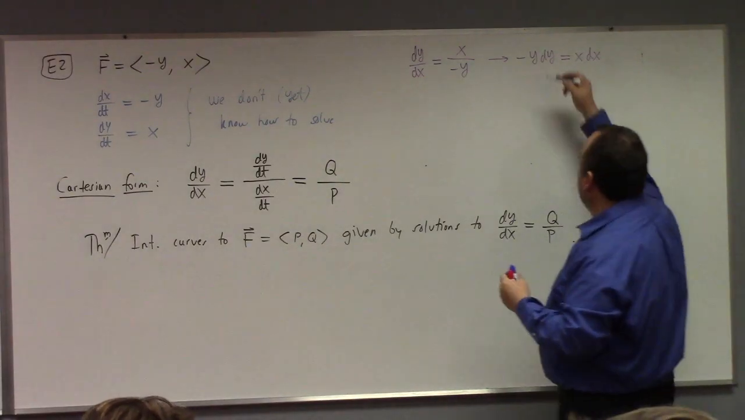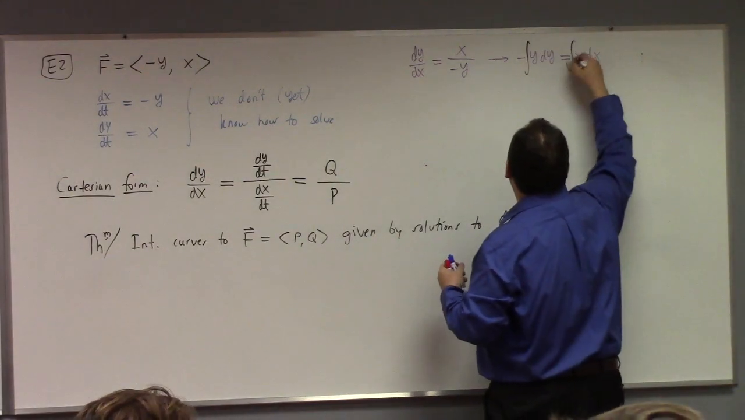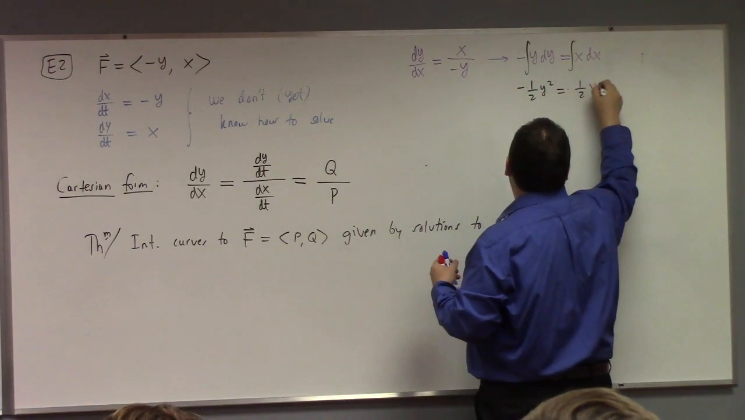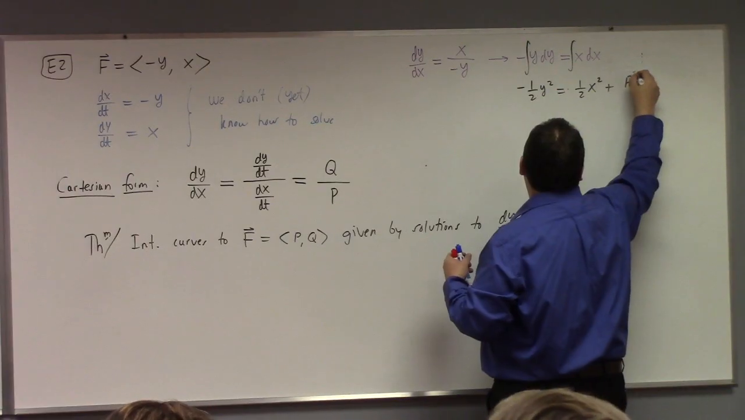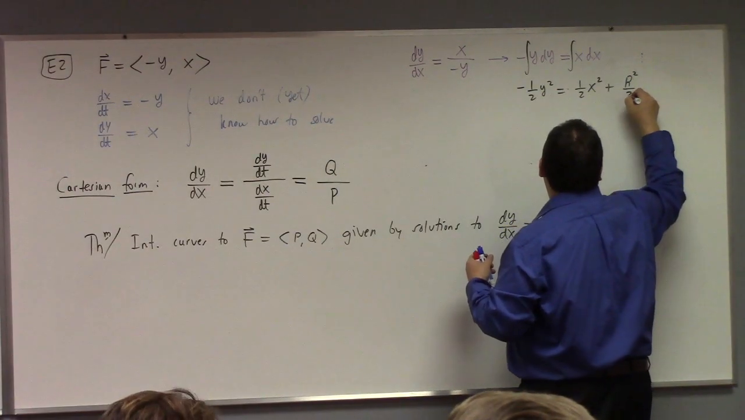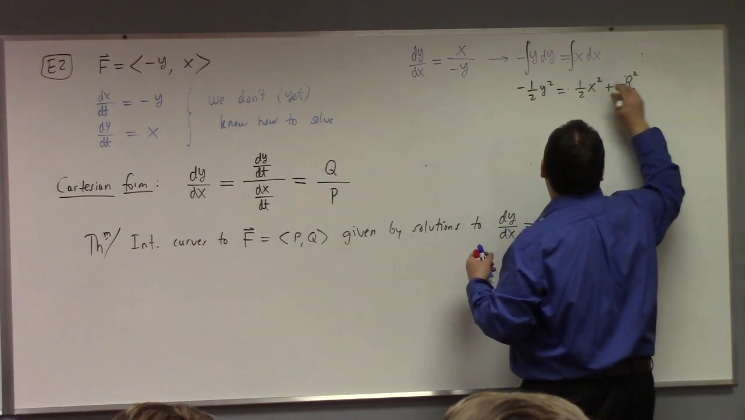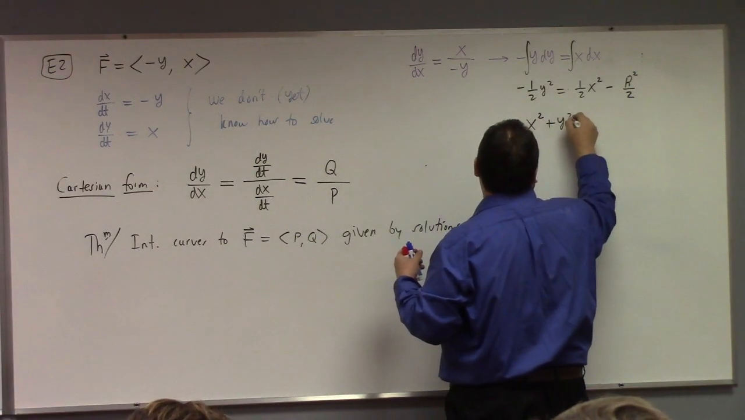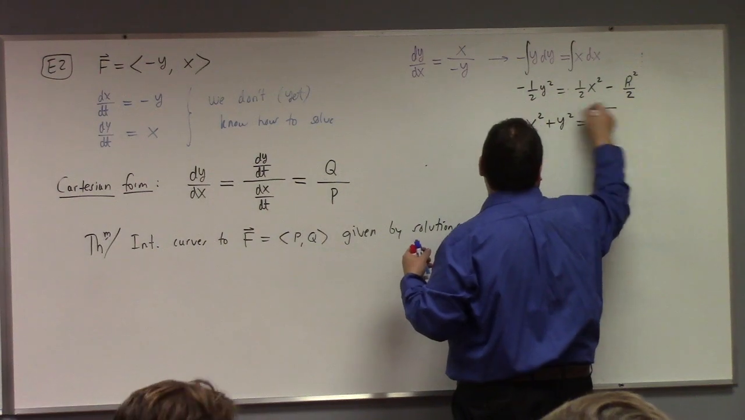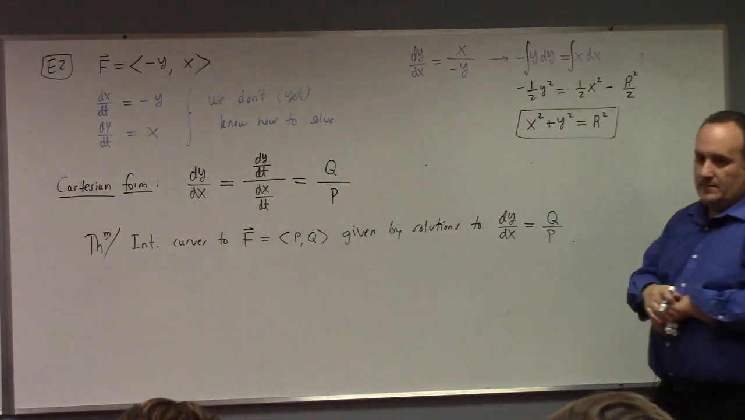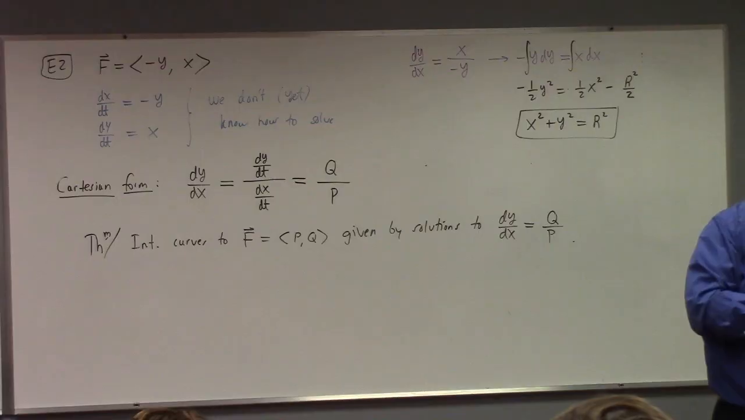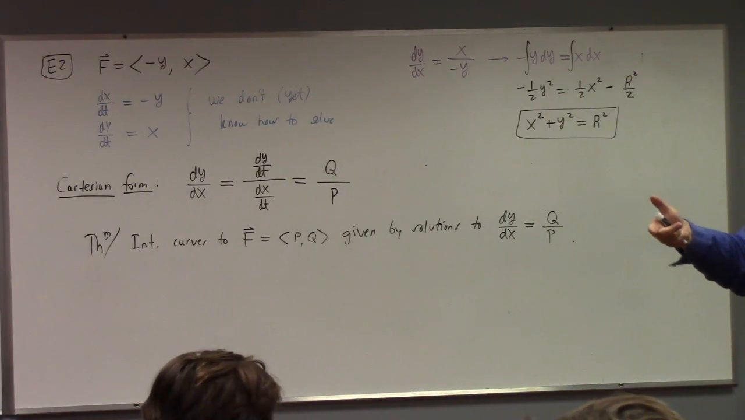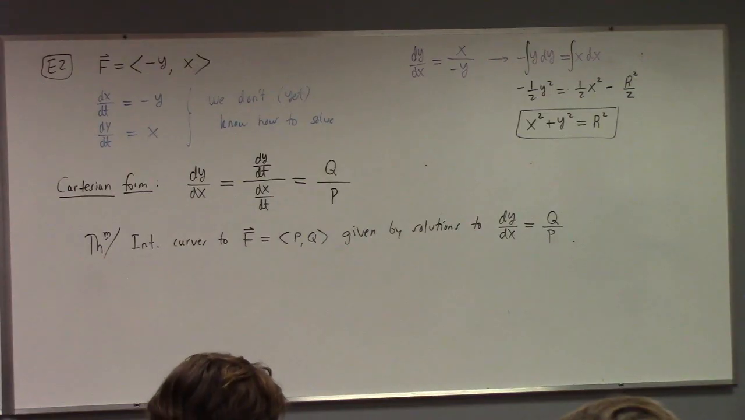So integrate both sides. Woohoo! And we get minus 1/2 y squared is 1/2 x squared plus r squared over 2, because what else would you call that constant? Oh, I know what you'd call it. You'd call it minus r squared over 2. And that gives us x squared plus y squared equals r squared. You see, the integral curves to this vector field are circles. This vector field encircles the origin in the counterclockwise sense, actually.